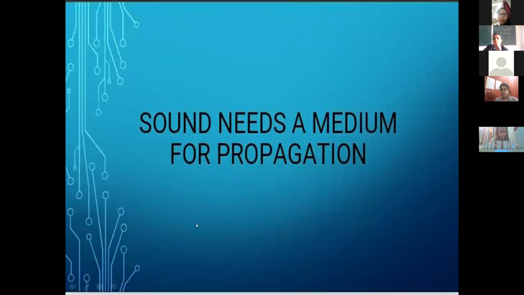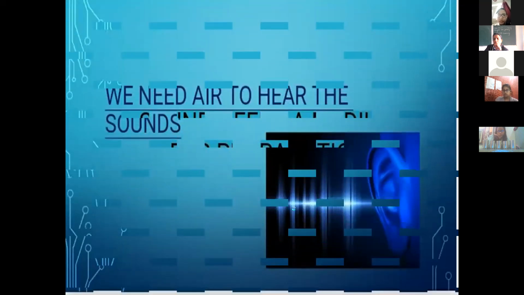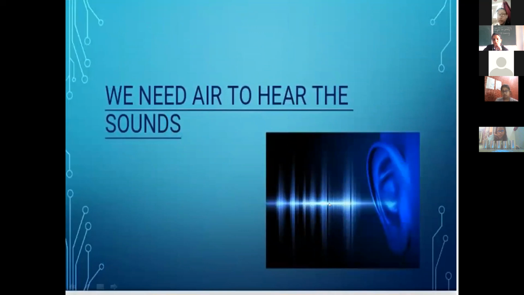Now let us understand that sound needs a medium for propagation. Sound needs a material to travel or to be heard because the molecules of these materials can carry it from one place to another. We need air to hear. Yes, the place where there is no air or air is removed is called vacuum. And in vacuum or in empty space, sound cannot travel as vacuum has no molecules to strike or to vibrate.